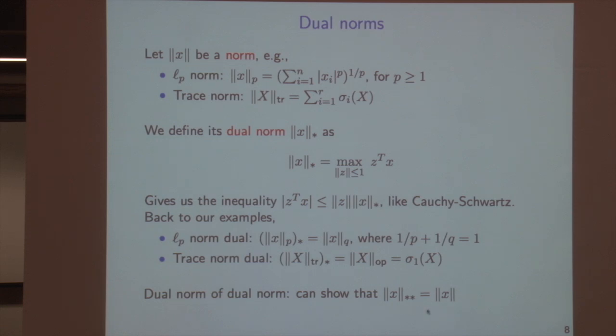It's a pretty similar exercise here. The dual of the dual norm is the original norm. So that's, for example, how we might know that the dual of the L infinity norm is the L1 norm if we knew that the dual of the L1 norm is the L infinity norm.